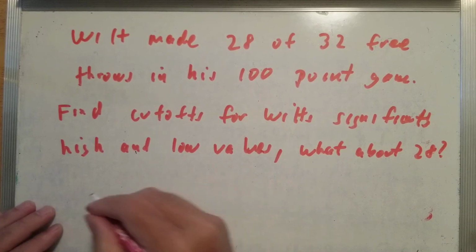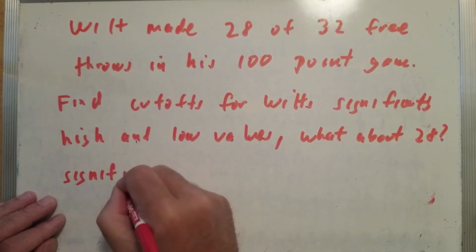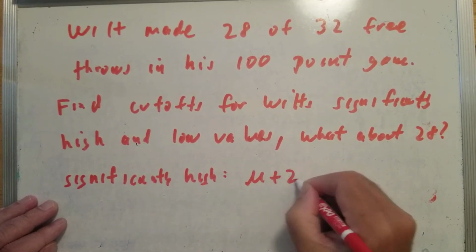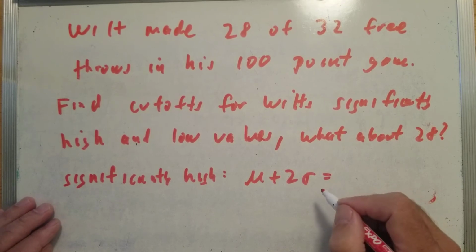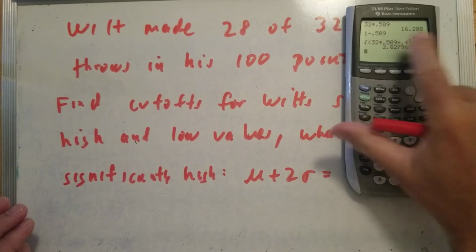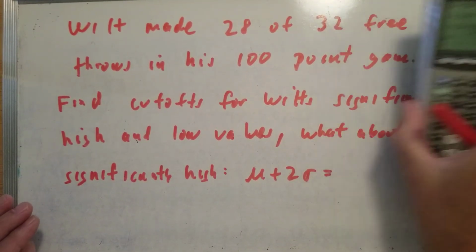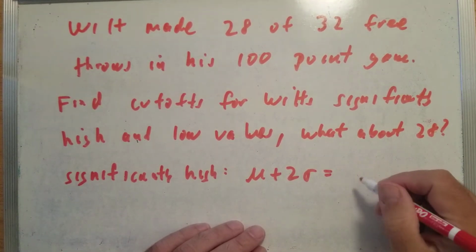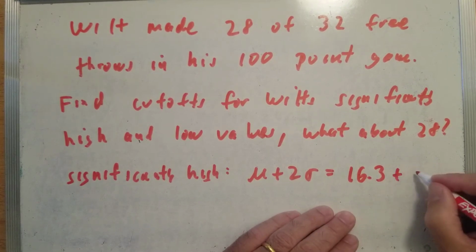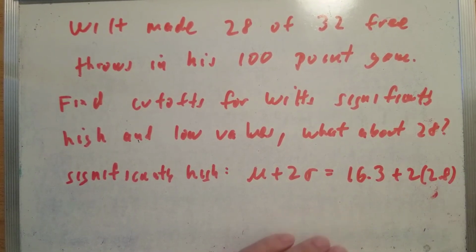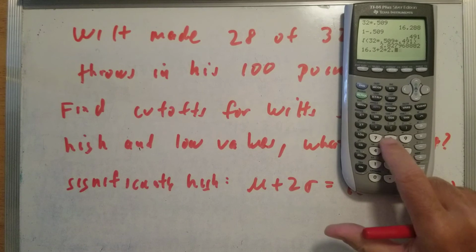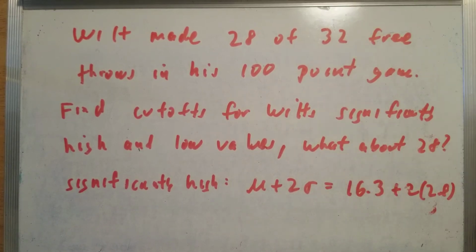Okay, so the significantly high value is mu plus 2 sigma. We calculated the mu and the sigma. What was the mu? Oh no, I forgot. Let's see, I can calculate. Oh, there it is, 16.3, I think it was. And the sigma was 2.8. So 16.3 plus 2 times 2.8 is 21.9.